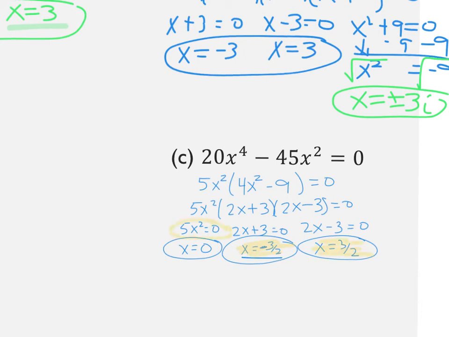For 5x squared equals 0, it's technically x equals plus or minus 0, but 0 doesn't have a sign. But it still counts as a double solution because it has this 2 here. And that's all you have to do.